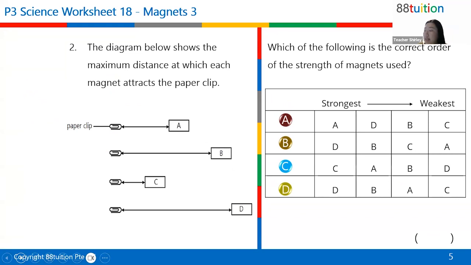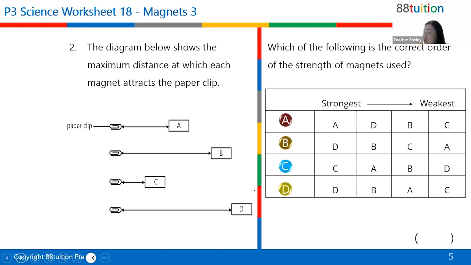Okay, next question. The diagram below shows the maximum distance at which each magnet attracts the paperclip. Which of the following is the correct order of the strength of magnets? Of course, the further you are able to attract the paperclip, right? If you're able to attract the paperclip from a distance, it means that the magnet is stronger. That means you don't have to bring it so close to attract it. It's very strong. You can pull it from a far distance.